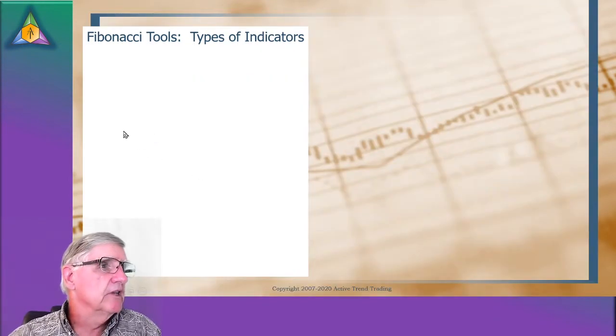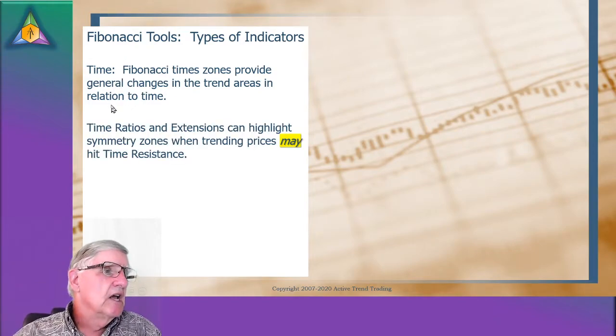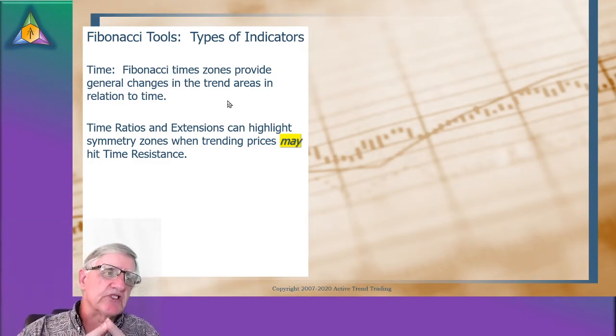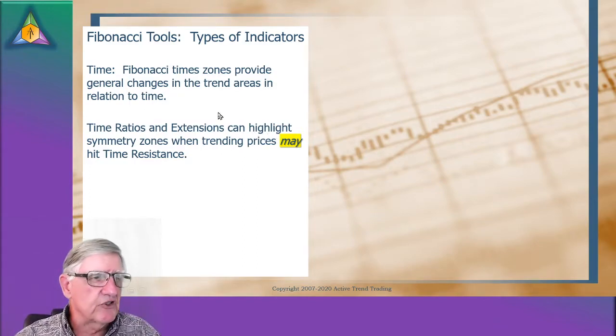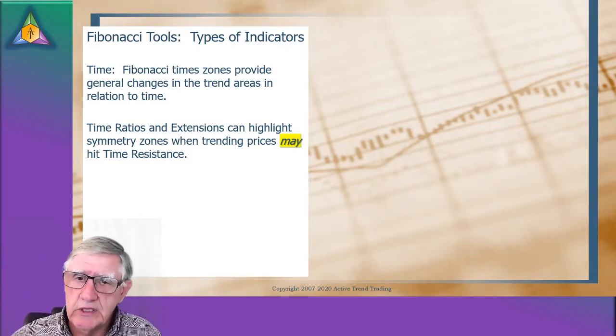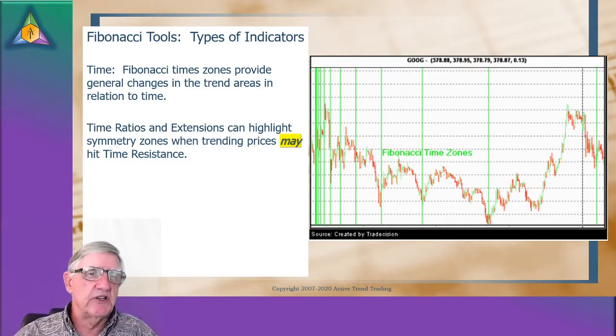So let's get going. Types of Fibonacci tools, we talked about that a little bit earlier. Fibonacci time zones provide general changes. Time ratios, on the other hand, or extensions, can highlight symmetry zones when trending prices may hit time resistance. Now that's important to know. We'll look at a live chart shortly that shows how predictive it was, both in price action and timing.